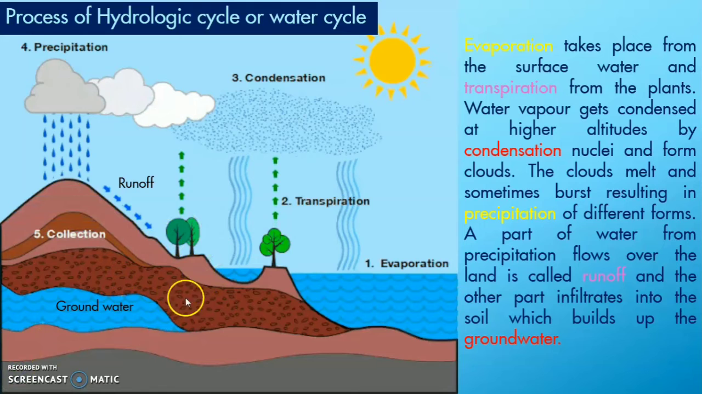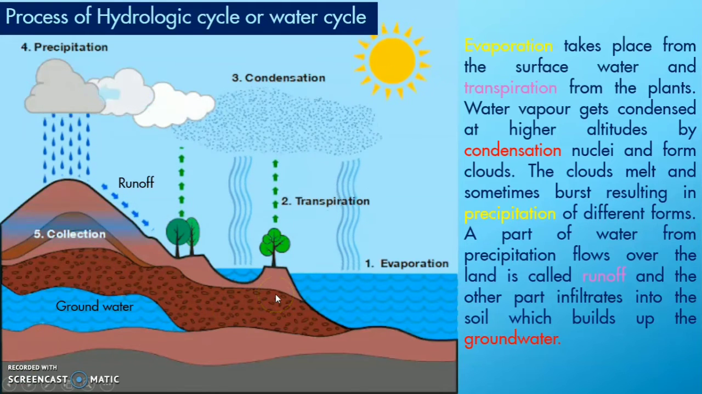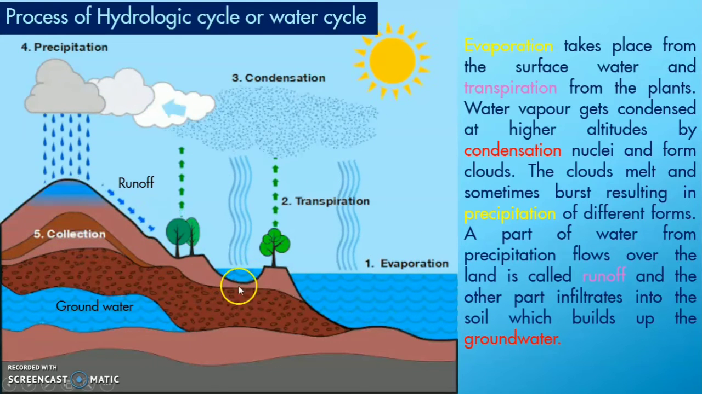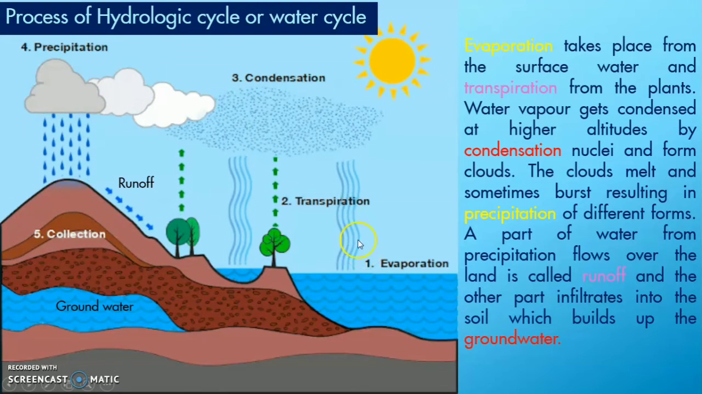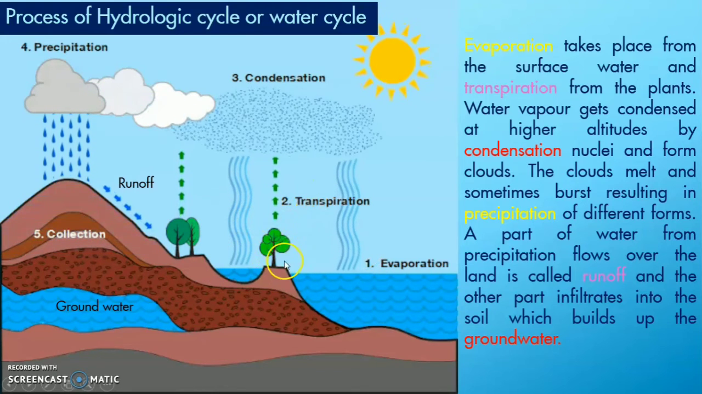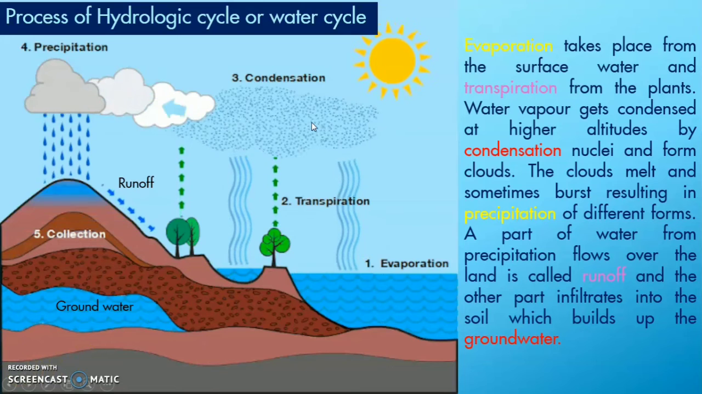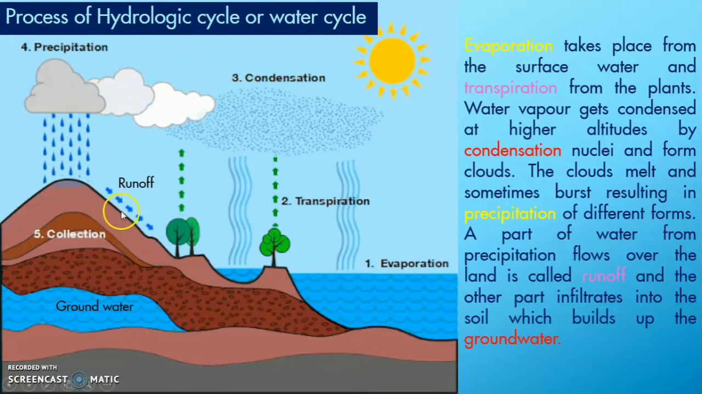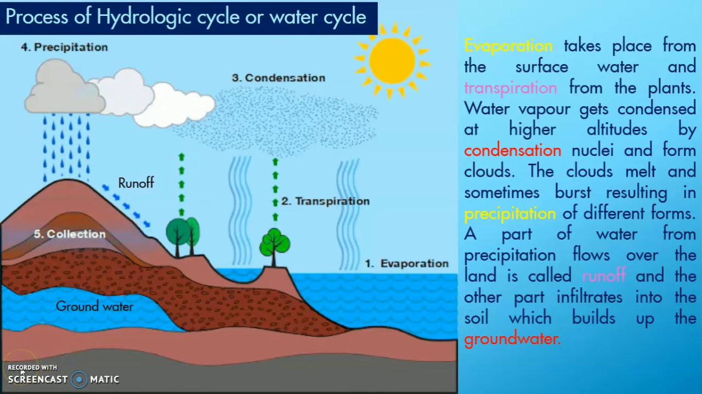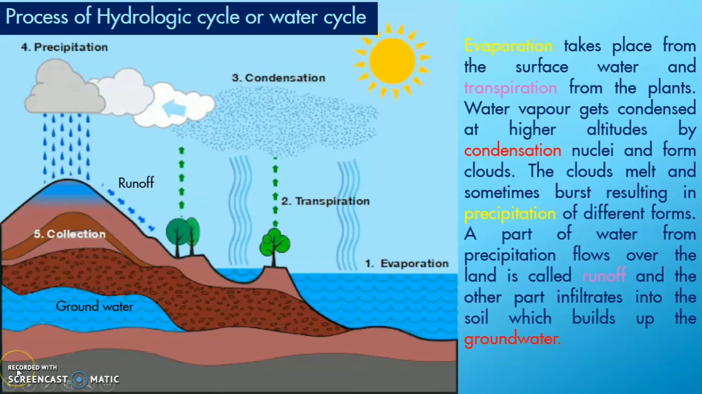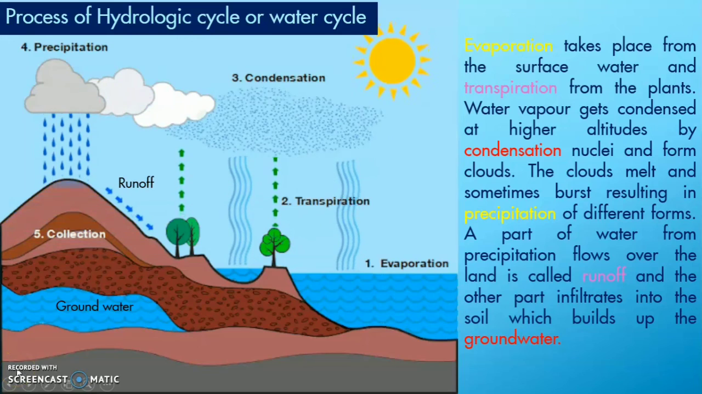Now, you can imagine what will happen. Children, yes, the whole process starts again. As the runoff water flows into the oceans, seas and other water bodies, and as the plants absorb the groundwater, evapotranspiration takes place. So automatically condensation, precipitation and collection in the form of runoff or groundwater takes place. So children, this process never ends. It keeps on going continuously. This is called as water cycle. Children, did you understand the process of hydrologic cycle or water cycle clearly? Good.